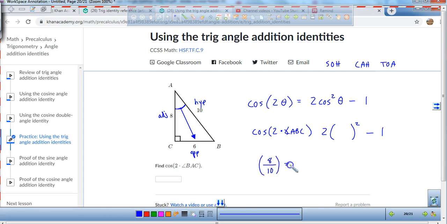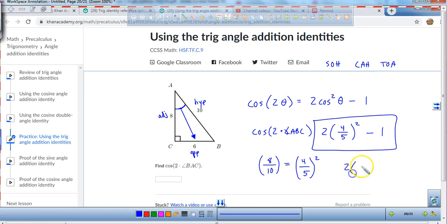That reduces to 4 over 5. We're going to take 4 over 5 and square it, and just go ahead and simplify whatever that becomes. Alright, so here we go. We're going to do 2 times, now 4 times 4 is 16, so we'll go to 16 over 25.